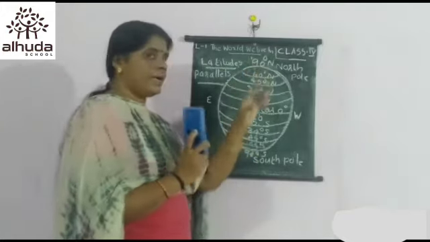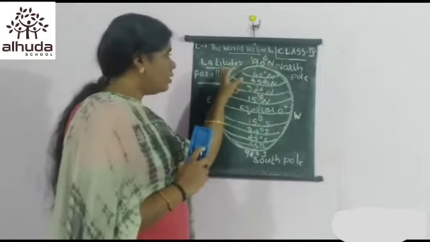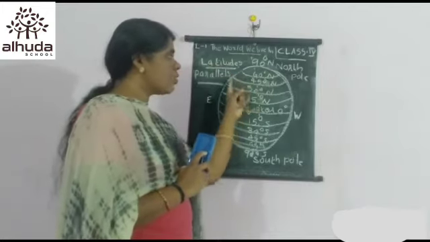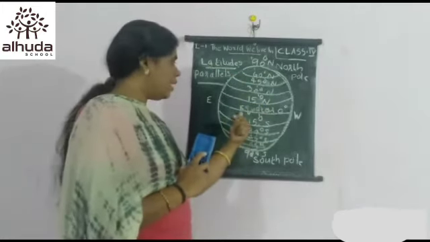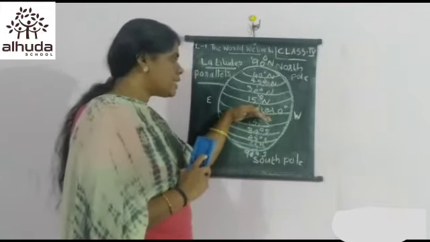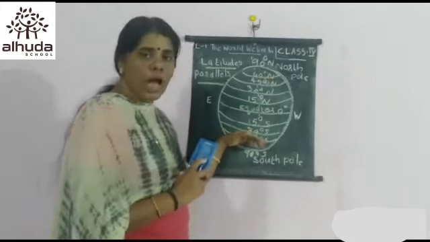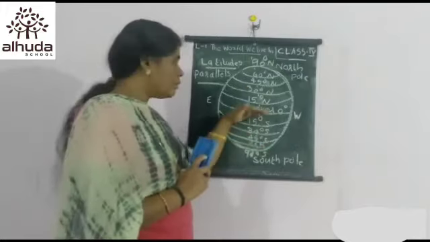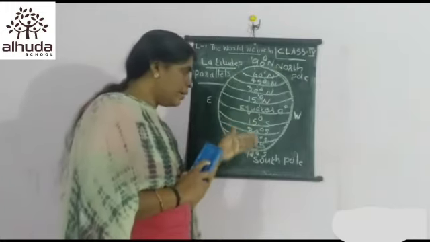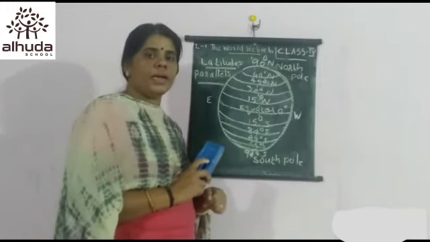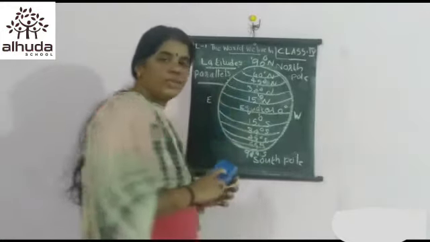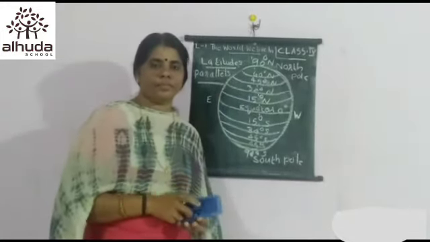Understood? And we learned about latitudes. What are they? Latitudes means the lines drawn from east to west, parallel to the equator. The equator divides the earth into two equal halves, hemispheres. The topmost portion is called the northern hemisphere and the bottom portion is called the southern hemisphere, and these lines are called the latitudes or parallels.